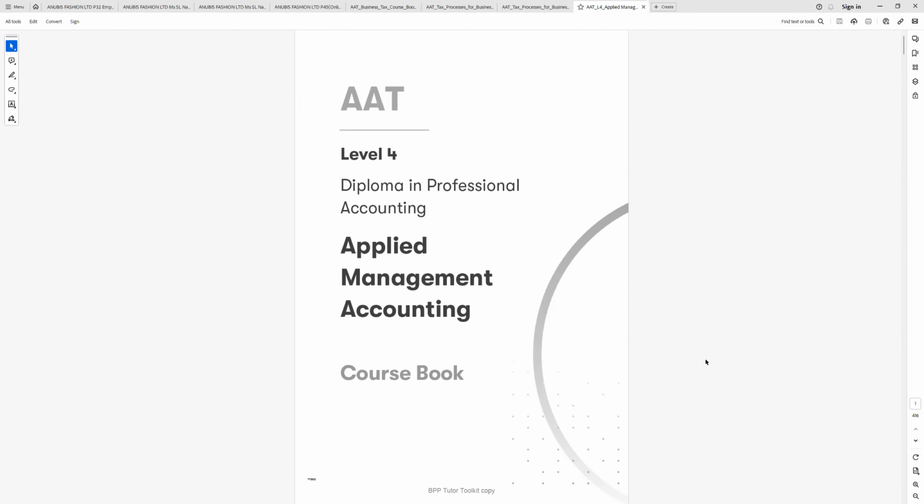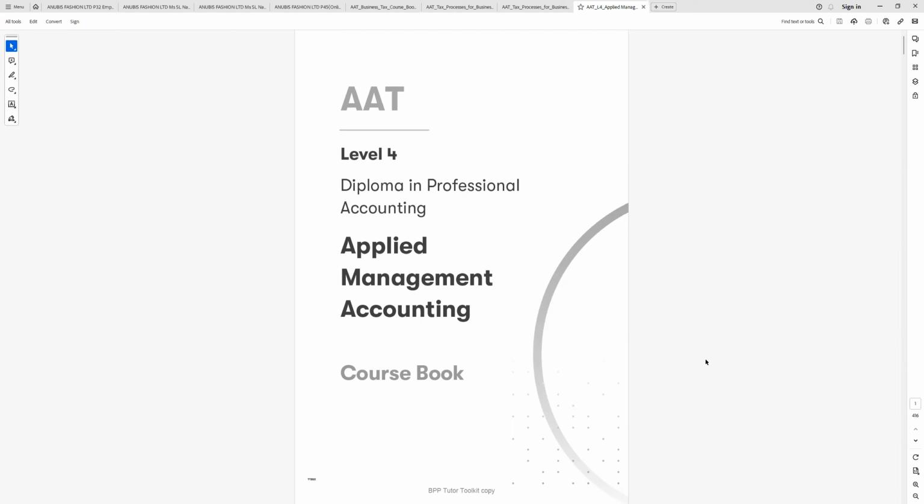So this paper is level 4, applied management accounting. And of course, this is one of the very important papers we have for level 4. With the QS16, this paper had two combinations. So we had management accounting budgeting, and we had decision making and control.